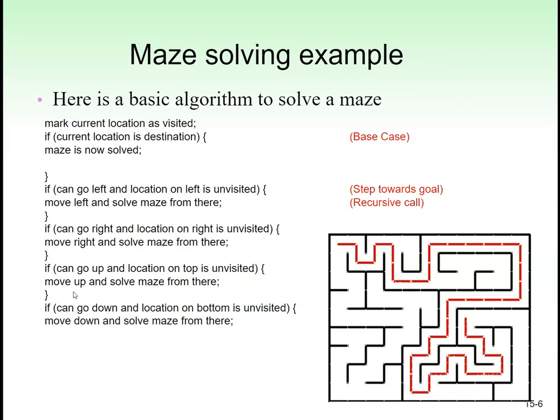The other commands are look to the left if you can go left, look to the right if you can go right, up and down. If you can go to the left, then you're going to call on your next recursive function. You're going to say, okay, if you can move to the left, great, we're going to look left, right, up, or down. If you can't go to the left, then you're going to go to the right.